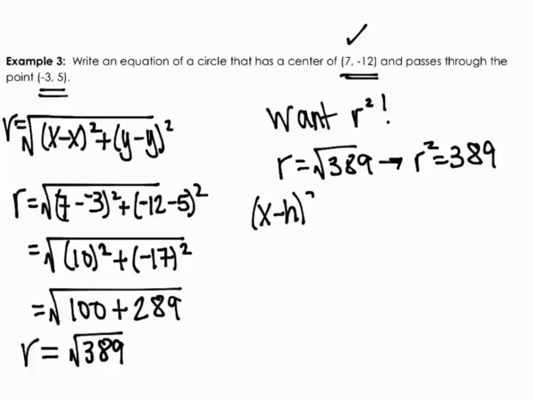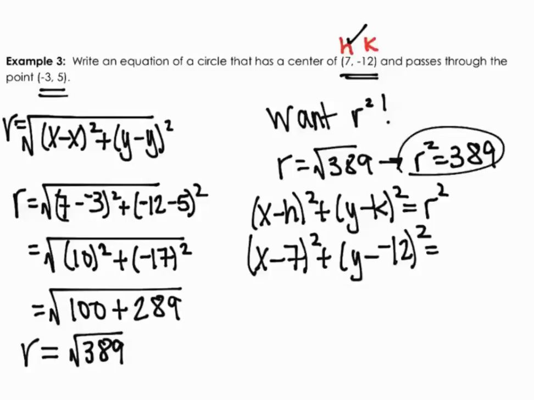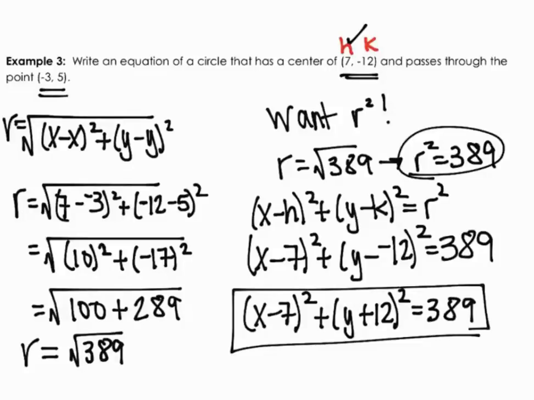So remember, (x minus h) squared plus (y minus k) squared equals r squared. These are my h and my k from my center. So (x minus 7) squared plus (y minus my k of negative 12) squared equals r squared. Guys, r squared is 389, so just go ahead and pop that in your formula right now. Clean it up, make it look all beautiful. (x minus 7) squared plus (y plus 12) squared equals 389. Great job.